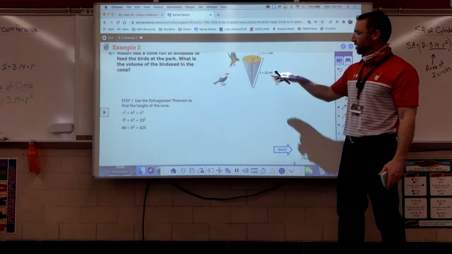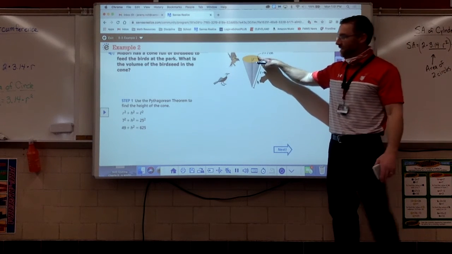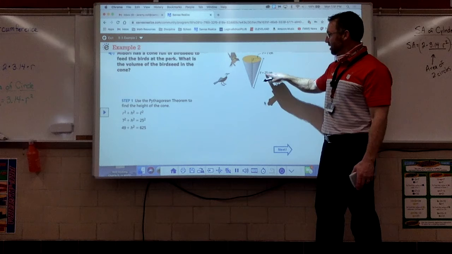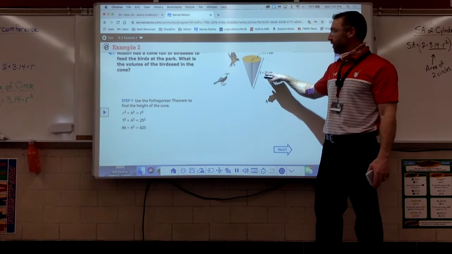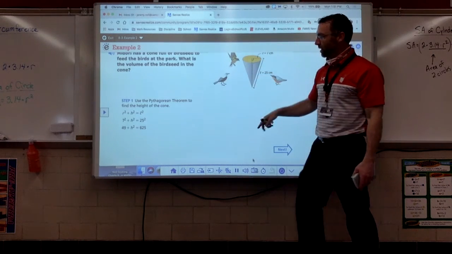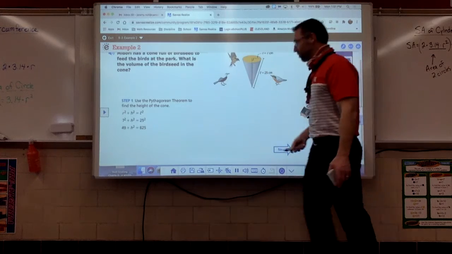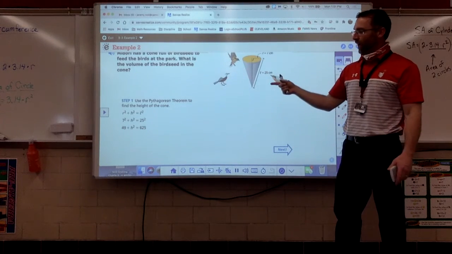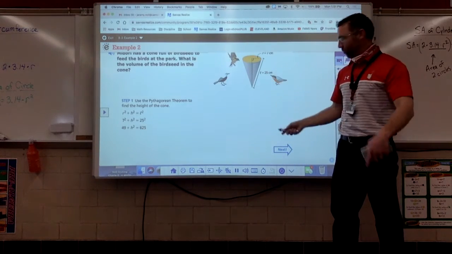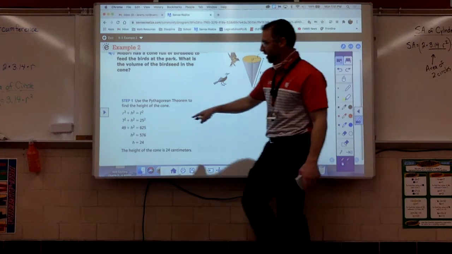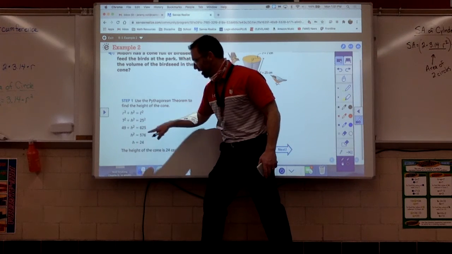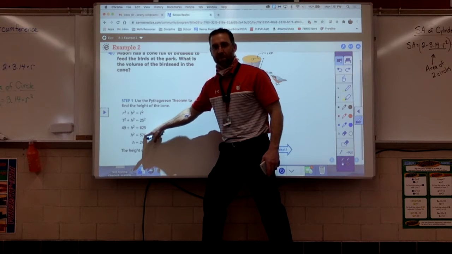They substituted in for the one leg, 7. The other leg, the hypotenuse, 25. We're solving for the other leg. They squared those sides. What's going to be the next step to solve for H? You're right, we're going to subtract. Look what they do. They subtracted 49 from both sides, left us with 576.